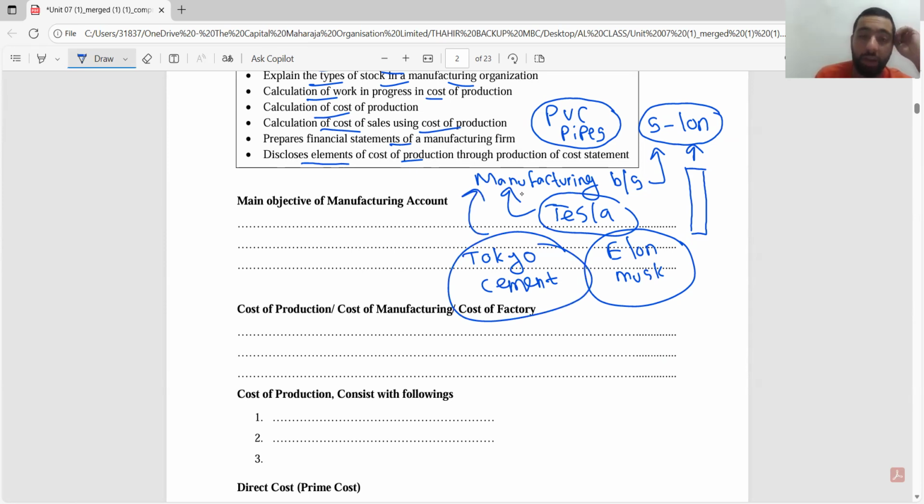What else? What else comes to mind when you say manufacturing? Yes, very good. Lakshini has given a very good answer: any company uses raw materials to create finished goods. So Eslon does that, Tokyo Cement does that, Tesla produces cars. These are examples of manufacturing businesses.